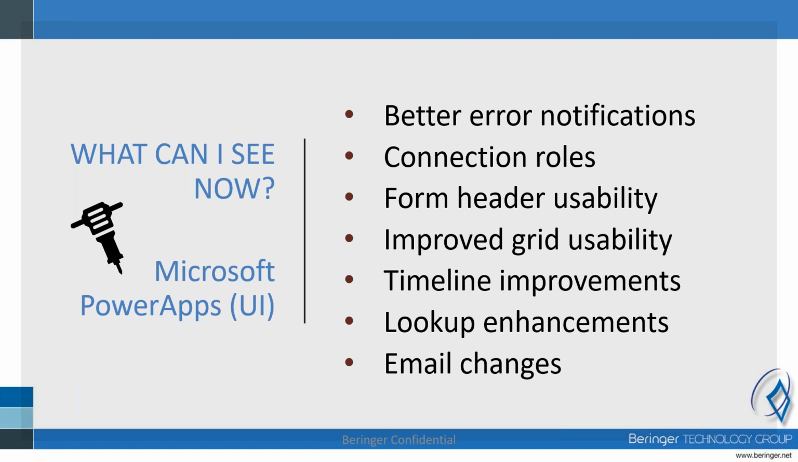And for email changes, image attachments to emails will now show inline when they open the email activity. So users are no longer going to have to go into attachments in that email activity and go through all those several clicks to see the attached images. Everything's going to show inline in the email.